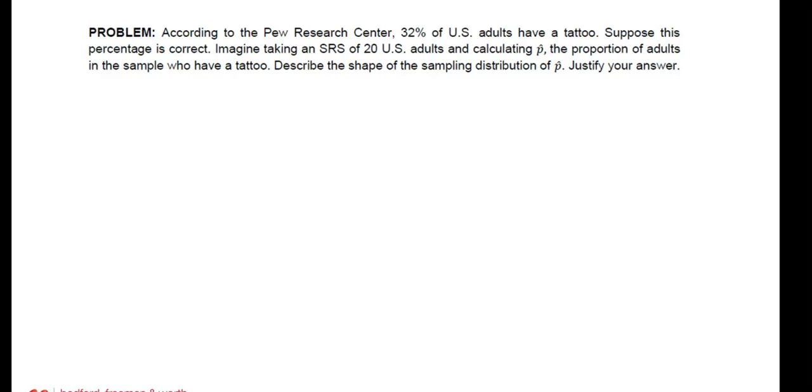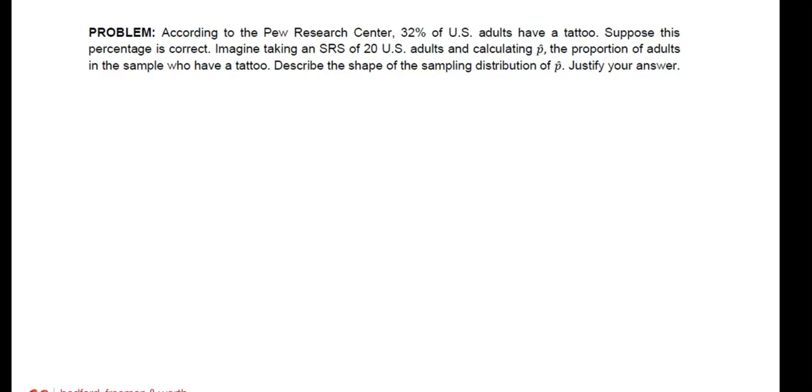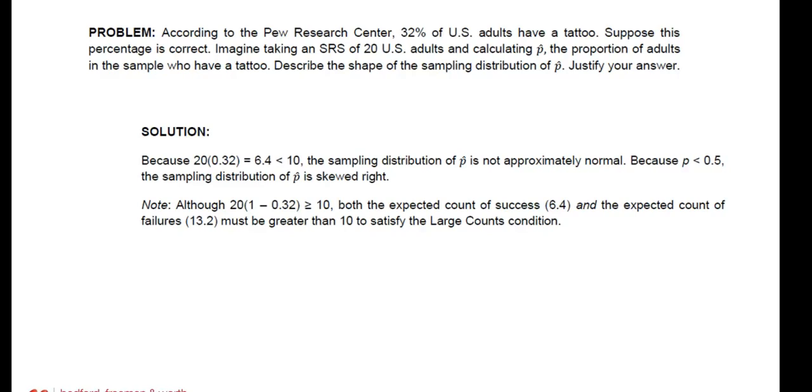Finally, the Pew Research Center says 32% of adults, we just read that, describe the shape of the sampling distribution. To do that, we first have to do the large counts condition. You would have to prove that, so 20 times 0.32. Uh-oh, that doesn't work, right? So it doesn't pass the condition because 20 times 0.32 is 6.4. That's not bigger than 10, right?